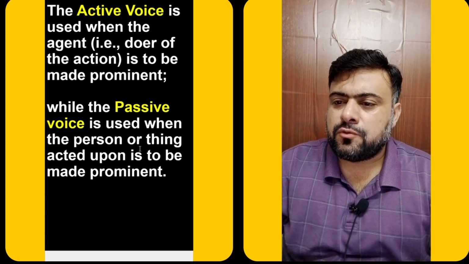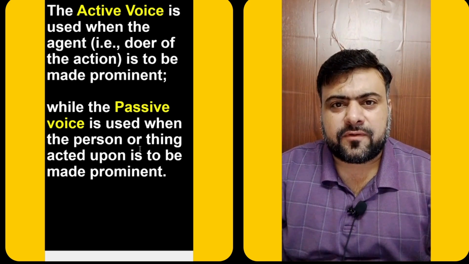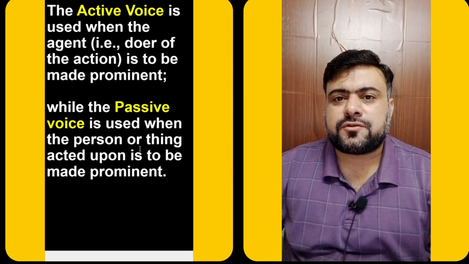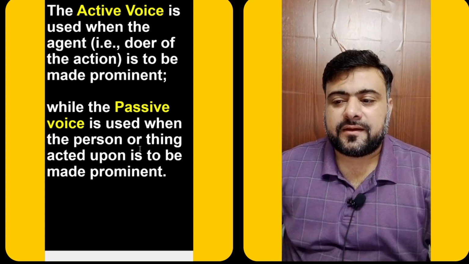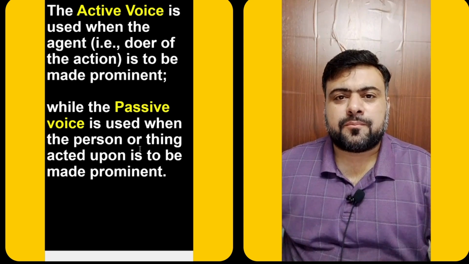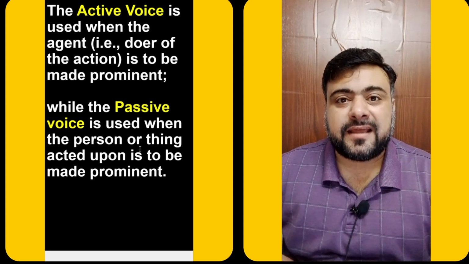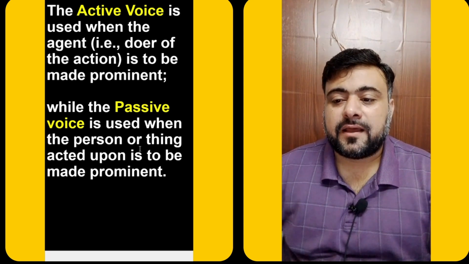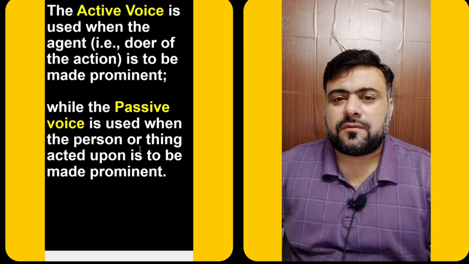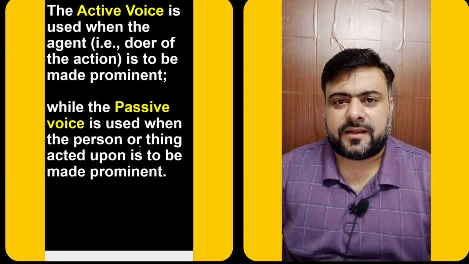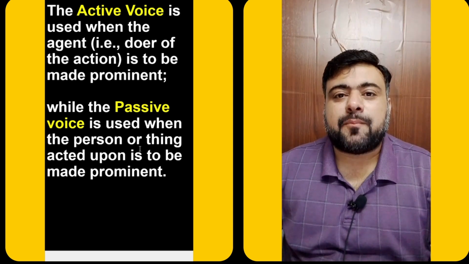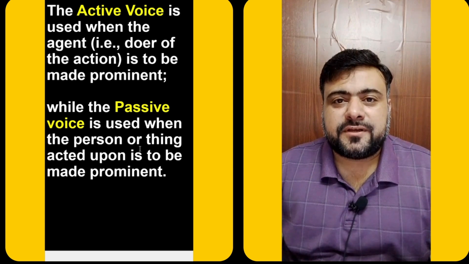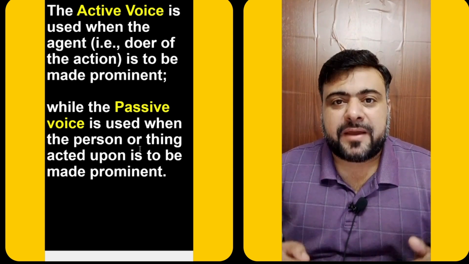The active voice is used when the agent, the doer of action, is to be made prominent. We use the active voice when we have to give prominence to the subject of the sentence. We have to make the subject prominent. We have to bring the subject to the spotlight. Then we use the active voice. When we have to bring the object to the spotlight and we have to hide the identity of the subject but bring the object to the spotlight, then we use the passive voice.